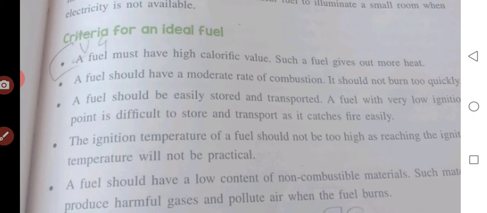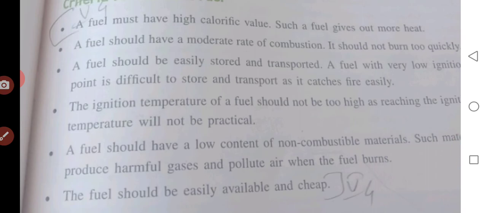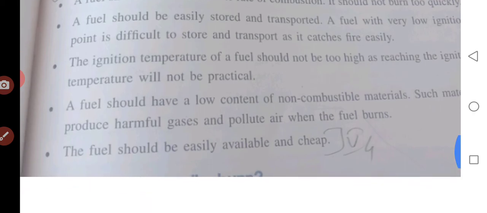The fuel should be easily stored and transported. ஈஸியாக ஸ்டோர் பண்ணக்கூடியதாக இருக்கணும் and also transported. It should not have a very low ignition point. ஸோ பிகாஸ் ஆஃப் திஸ் இட் வில் பி ஸ்டோர்டு. நம்ம ஸ்டோர் பண்ணி வைக்கும் போது லோ பாயிண்ட்டாக இருந்தால் ஈஸியாக தீ பிடிக்காது. At the time of transport it catches fire easily. டிரான்ஸ்போர்ட் அப்போ ஃபயரை ஈஸியாக பிடிச்சுடும். ஸோ அதெல்லாம் அவாய்ட் பண்ணணும்.